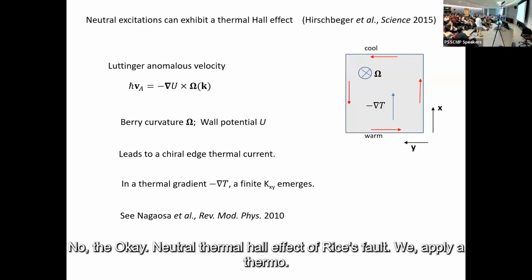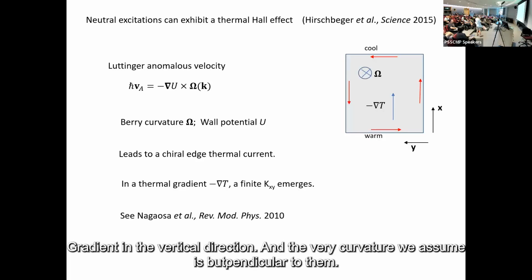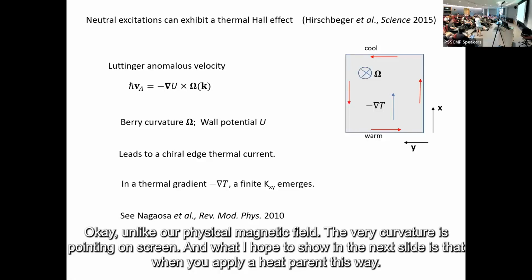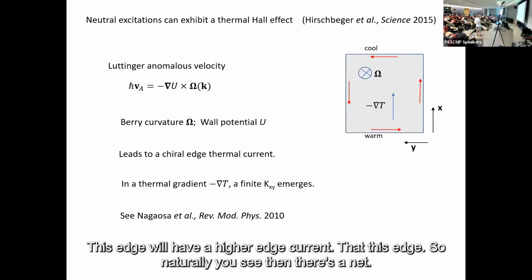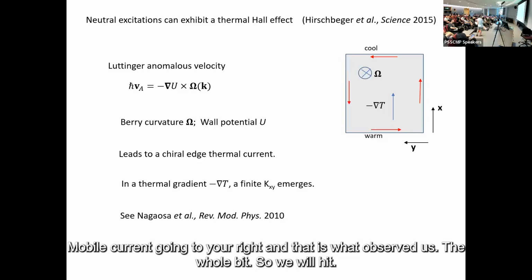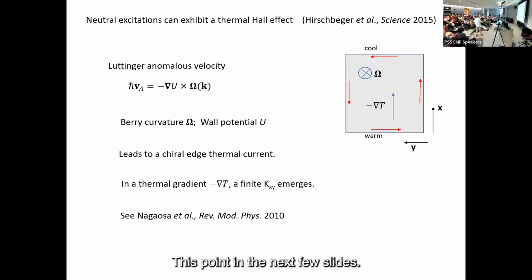Now, the neutral thermal Hall effect arises as follows. We apply a thermal gradient in the vertical direction, right? And the Berry curvature we assume is perpendicular to the plane, unlike our physical magnetic field. The Berry curvature is pointing out of the screen. What I hope to show in the next slide is that when you apply a heat current this way, this edge will have a higher edge current than this edge. So naturally, there's a net thermal current going to your right, and that is what's observed as the thermal Hall effect. We will hit each of these points in the next few slides.